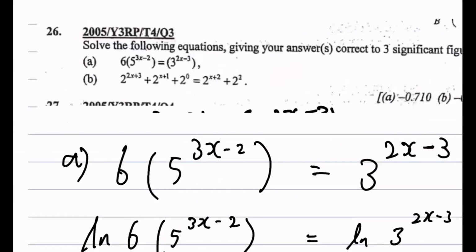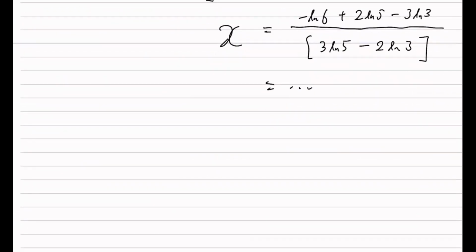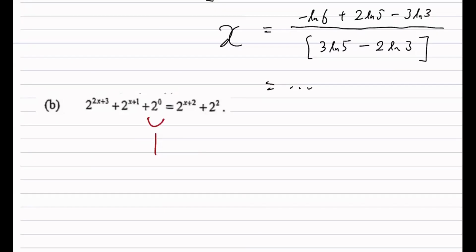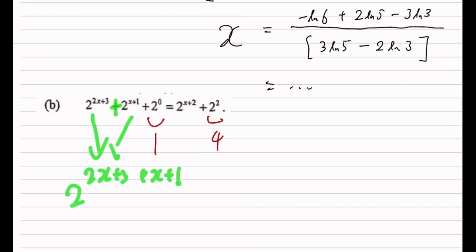Question B, let me copy the question. Okay, this one is testing you on your exponent rules. The first thing you should recognize is power 0 is what? Anything power 0 is 1. Then power 2 is 4. And also, by the way, when there's a plus, can you combine them together so it becomes 2 power 2x plus 3 plus x plus 1? No, very good. So what you need to realize is this is really just a quadratic equation because of the 2x here.